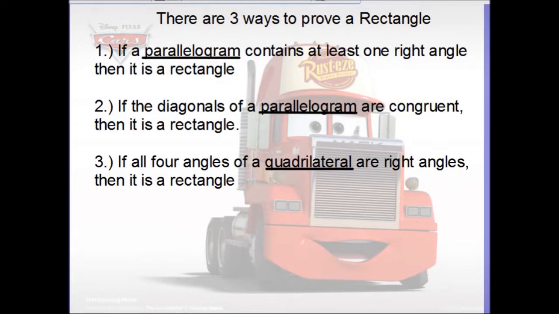First, there are three ways to prove a rectangle. First, if we know it's a parallelogram, and we know that it contains at least one right angle, then it's a rectangle. Secondly, if the diagonals of a parallelogram, so again, we know it's a parallelogram, are congruent, then it's a rectangle. And last but not least, if all four angles of a quadrilateral are right angles, then it's a rectangle. The first two require knowledge that the quadrilateral is a parallelogram. The third one does not. All we have to know is that it has four sides.